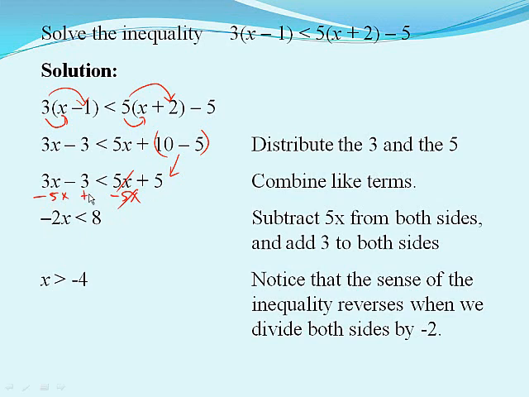We can also add a 3. So this 3 will be cancelling. So we get -2x < 8. If we divide by the negative 2, the inequality will be reversing. So we get 8 over negative 2, which is negative 4. So this is where the inequality reverses.